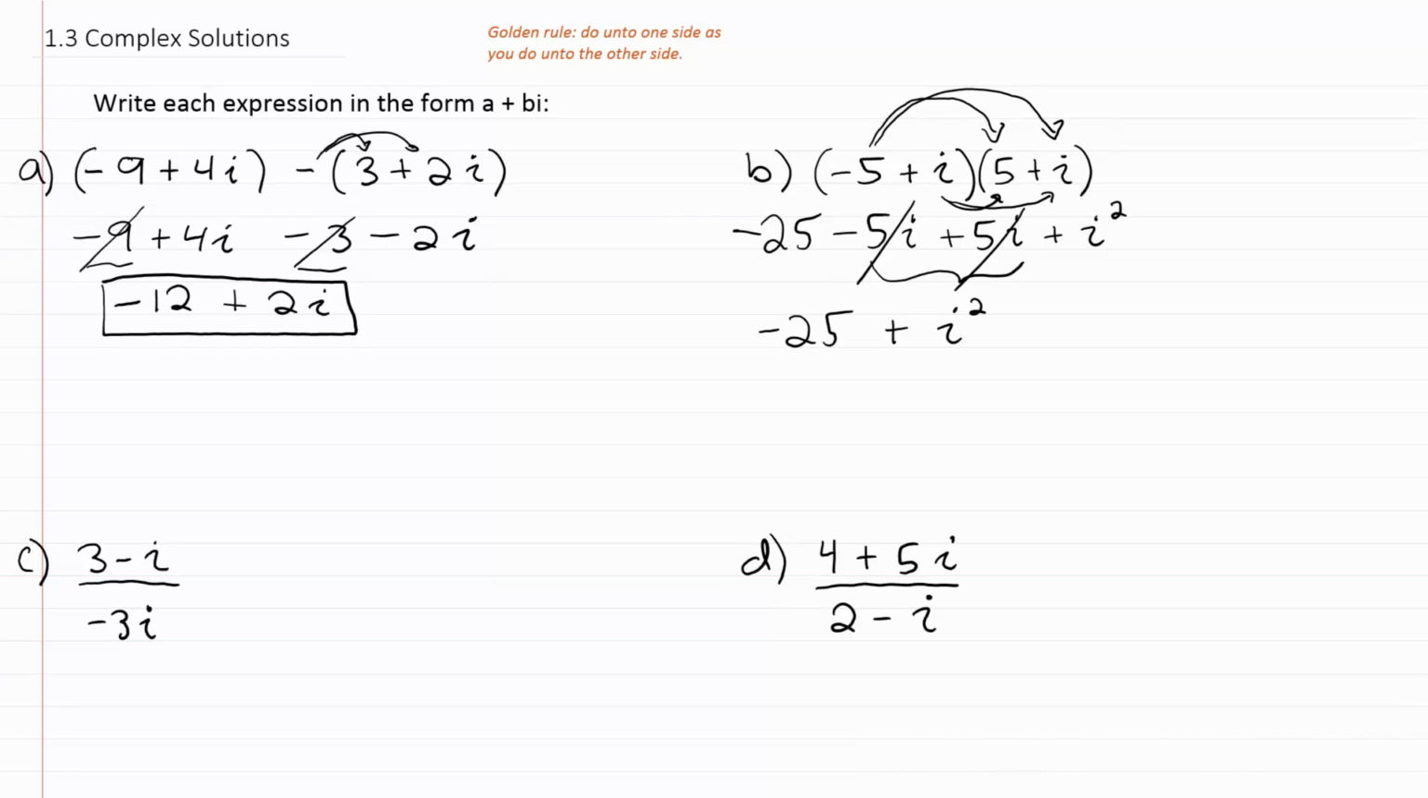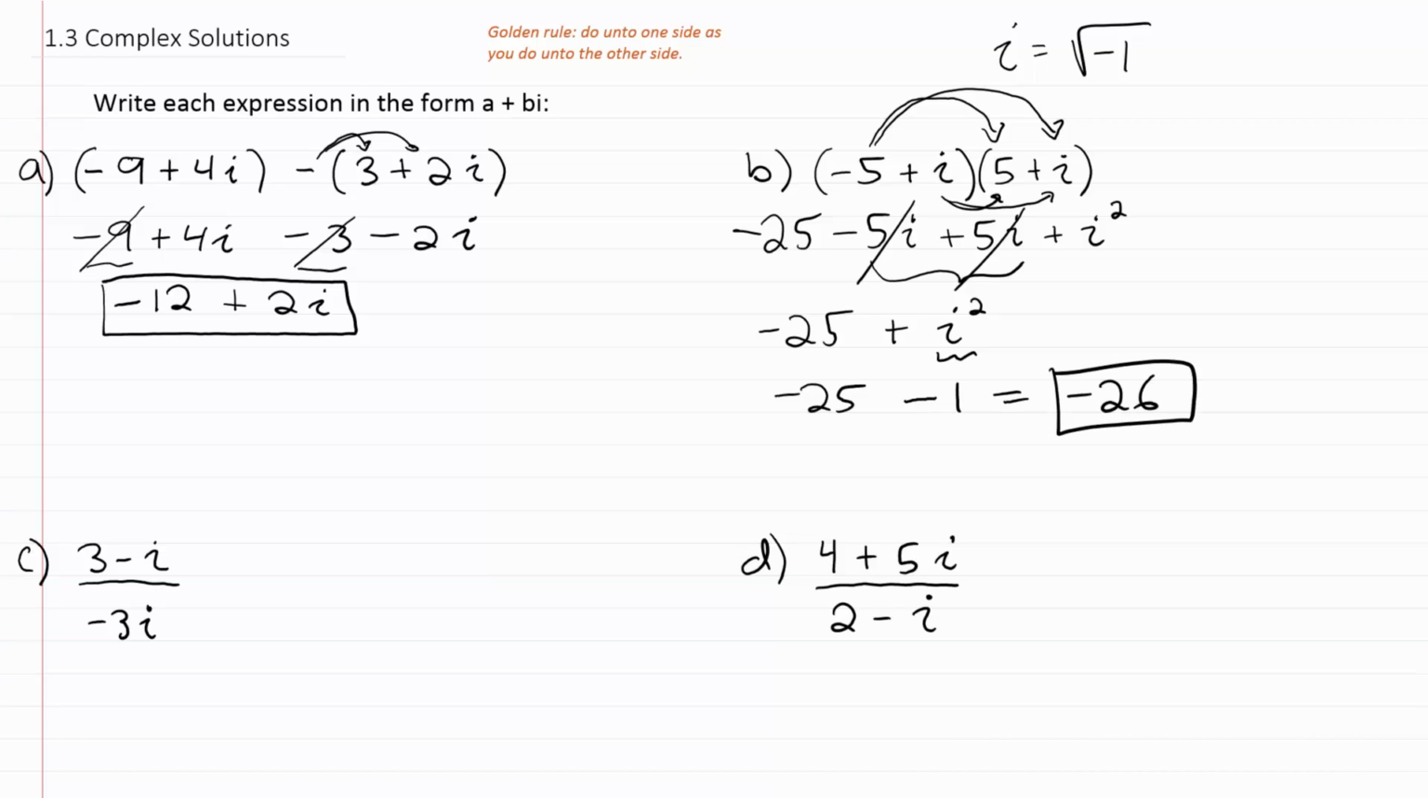Now remember that i is equal to the square root of -1. So if you square the square root of -1, squaring a square root will remove the square root symbol, just leaving you -1. So remember that this piece here will just work out to be -1. So we end up with -25 minus 1, which is -26.